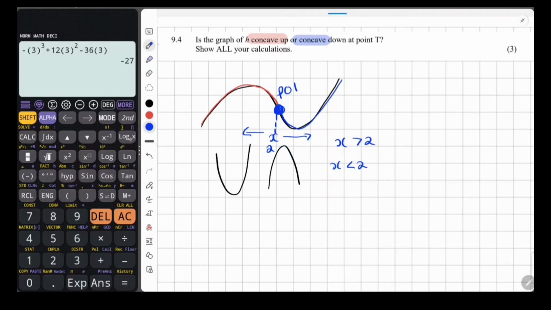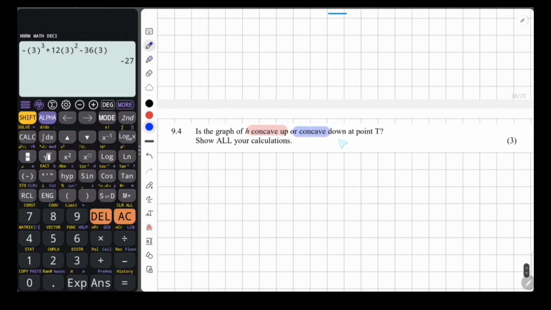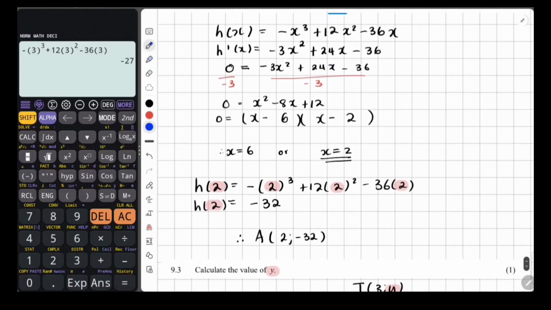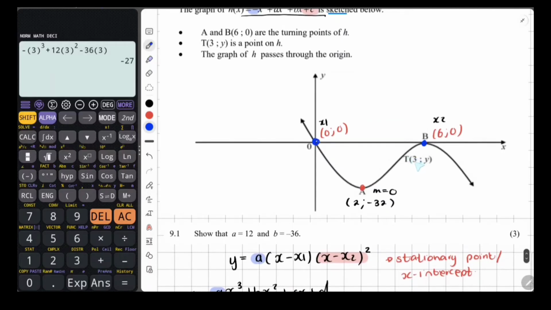So if they're asking for a specific point, let's say they were asking for 5, and 5 is over here, and you're asking, is it concave up or concave down? Well, this falls in the region where it is concave up. So where x is equal to 5, it will be concave up. Let's answer that question for what they actually asked us for in the graph. At the point t, let's see if it's concave up. We know the x value of t is 3. So is it concave up here?